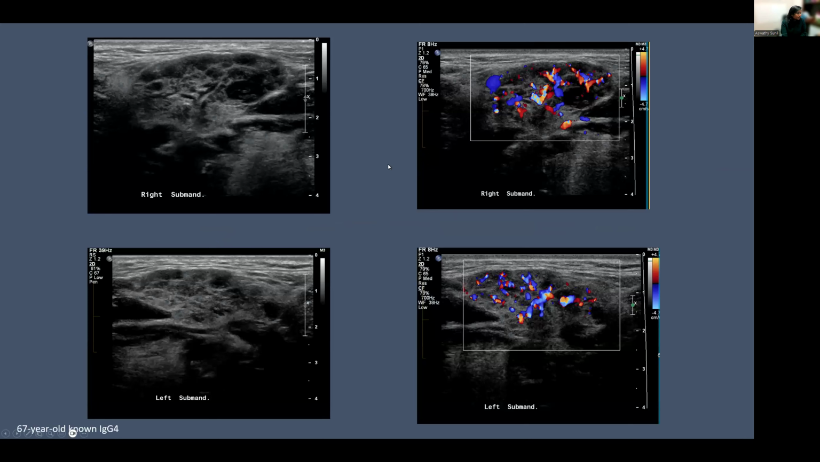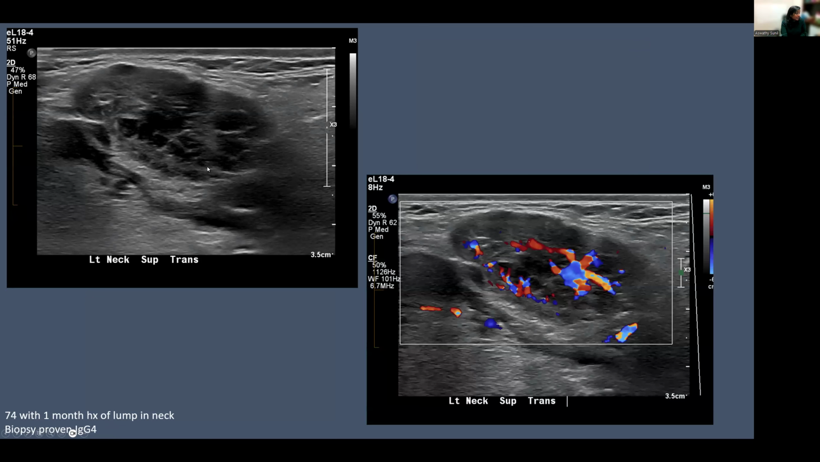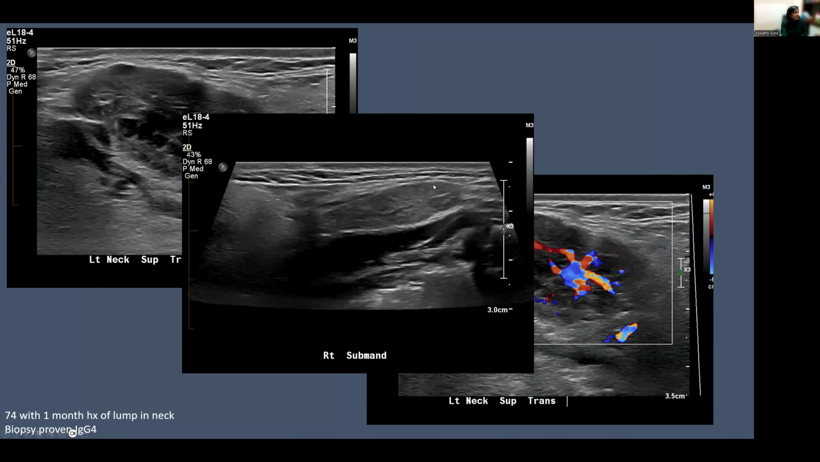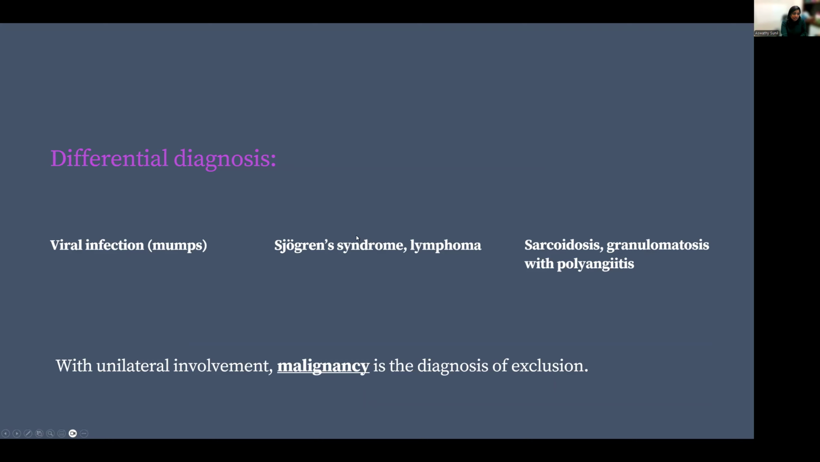This is an ultrasound image of a patient with biopsy-proven submandibular disease. So you see a diffusely enlarged gland with diffuse hypoechoic areas and intervening hyperechoic areas with increased vascularity. This is another patient who presented with a lump in the neck on the left side, and this is the left submandibular gland, bulky with increased vascularity. The right submandibular gland was normal. This was again biopsy-proven IgG4-related disease.